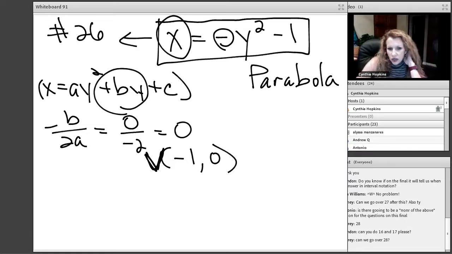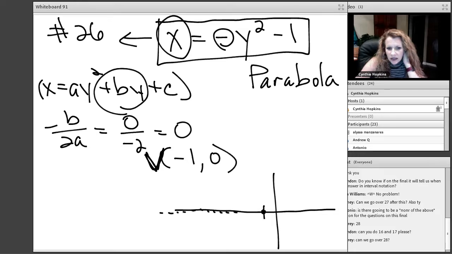Okay, so let's go ahead and start our graph. I have on the x-axis negative 1, 0. That is my vertex. Since it's opening to the left, I know that my axis of symmetry is the x-axis. Okay, so I'm going to put a little dashed line right there, going through the origin, going through the vertex. Okay, and now I'm going to just plug in some more points just to get some points. I'm going to plug in for y. So let's do positive 1 and positive 2, both for y.